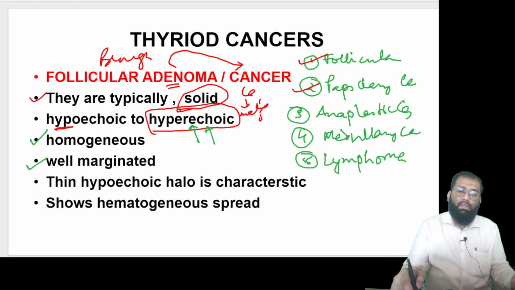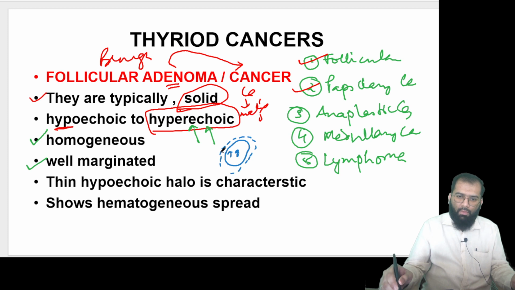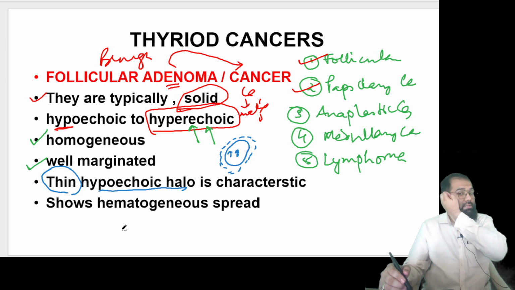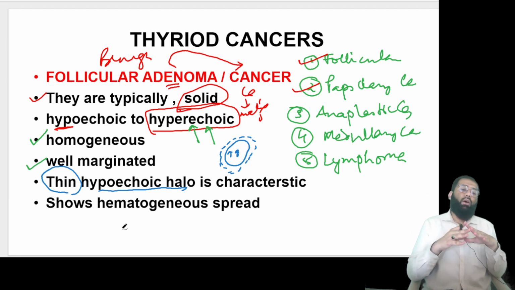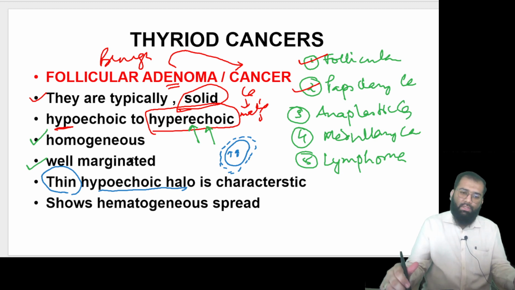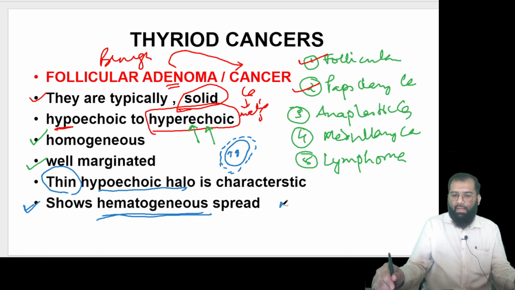And very important, the hypoechoic halo which you see: suppose this is a lesion, and if the lesion is hyperechoic, you see a surrounding halo which is a hypoechoic halo. Usually in benign lesions this hypoechoic halo is thick, but in this case the halo is thin. It is thin, and this is very characteristic. I'll be showing you images of how the thin hypoechoic halo looks, and most importantly this shows hematogenous spread. This is a very important point.